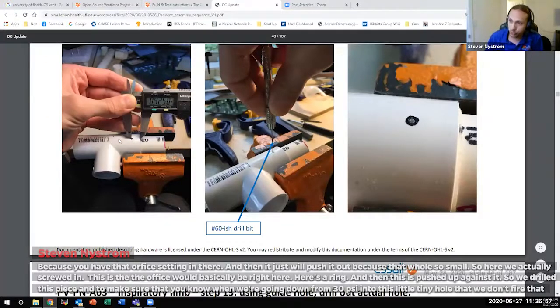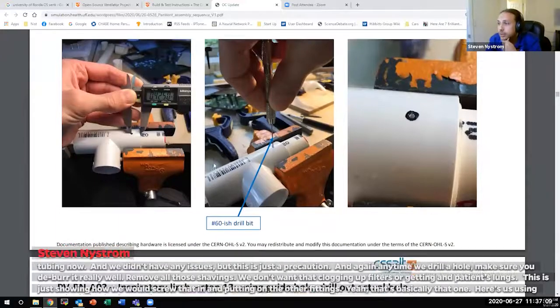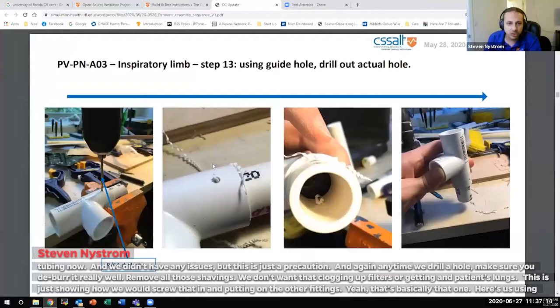This is the orifice, would basically be right here. Here's that O-ring, and then this is pushed up against it. And so we drilled this piece in to make sure that, you know, when we're going down from 30 PSI into this little tiny hole, that we don't fire that tubing out. And we didn't have any issues, but this is just a precaution.